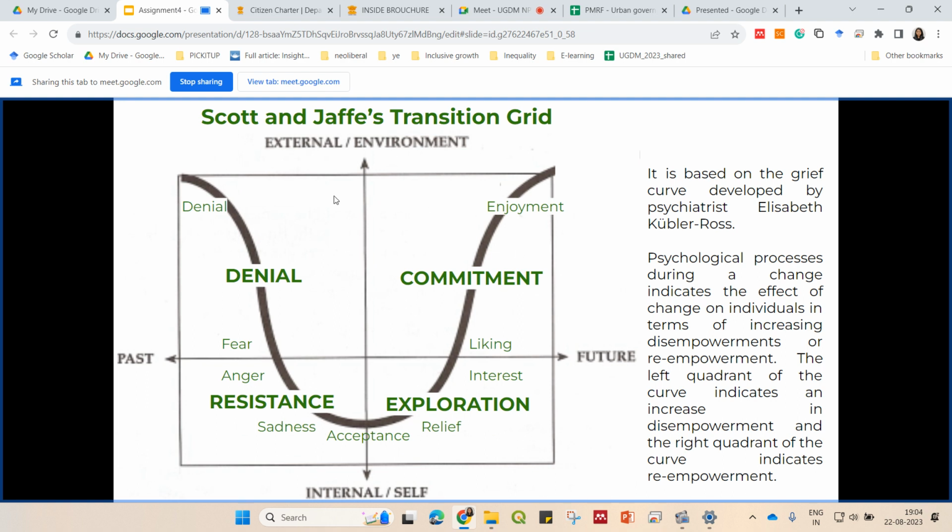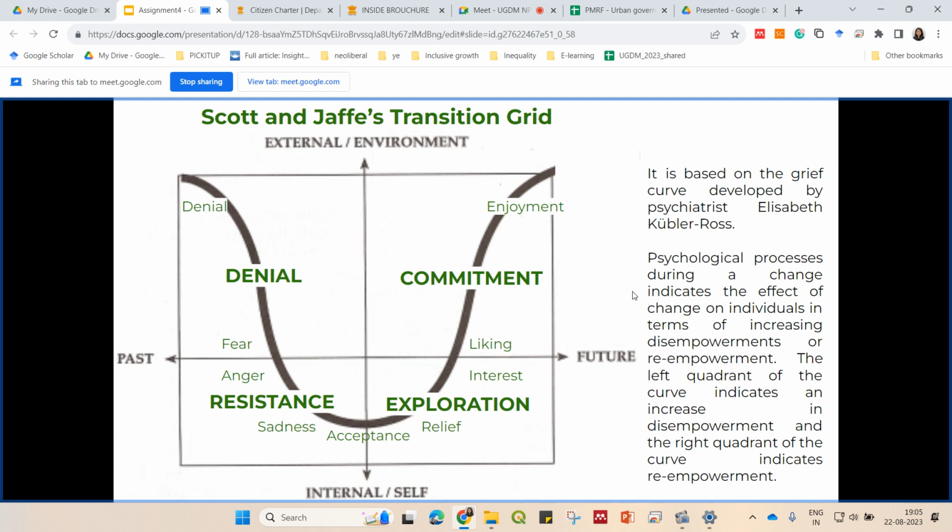The y-axis shows you the integration of the reform, or the seeing of the change through the lens of the change coming from an external environment, or focusing on your internal environment, or yourself, of how the individual or the self will navigate or process the change or reform that is taking place. So this is the Scott and Jeff's transition grid.